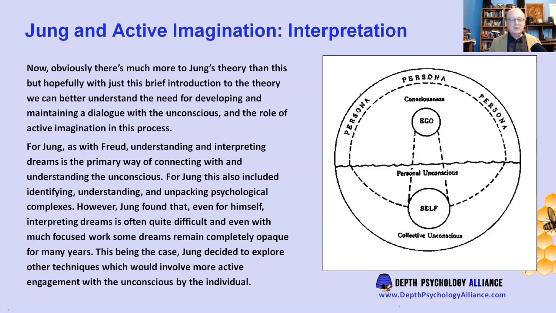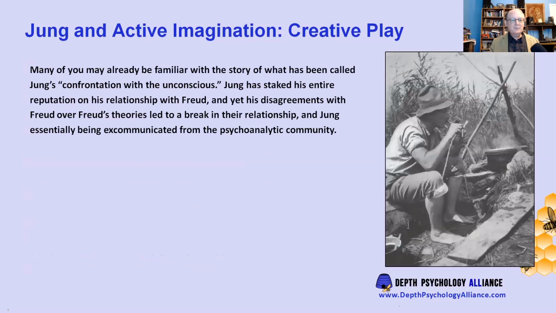So Jung eventually wrote Symbols of Transformation, which Freud was a little disturbed by in the first half, which was published first. But when the second half came out, he could see that Jung was directly challenging his theory of libido, and they broke off. So here's Jung. He's staked everything on all of this, and then everything is gone. He was in such dire straits that he and his dreams were not helping him. So he developed these different techniques.